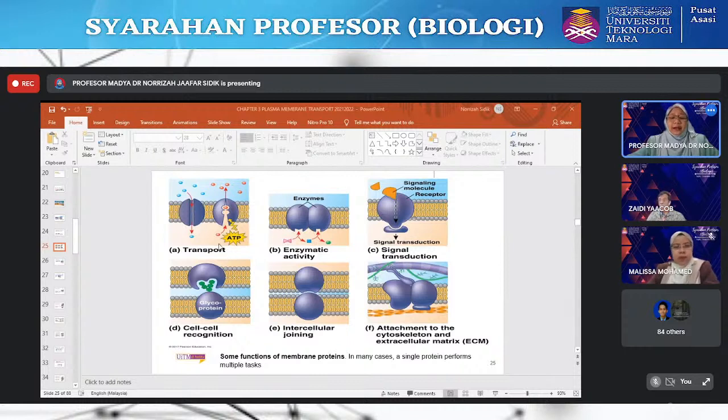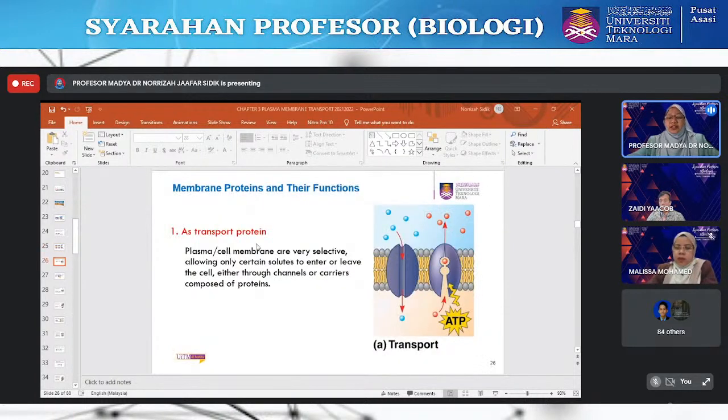Okay, first we look at the first function, as a transport protein. Plasma membranes are very selective. They only allow certain solutes to enter or leave the cell. So they have the channel here. A channel is like a tunnel where certain selective solutes can move in or out. The solutes can enter or leave the cell through the channels or carriers. Carriers are composed of proteins.